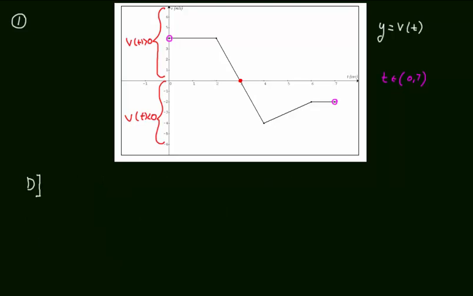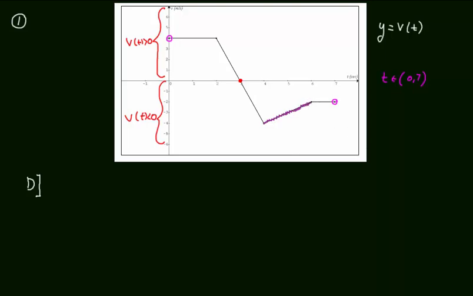Part D asks, where is the acceleration positive? Let's not make physical meaning of that just yet, but literally just answer the question. We talked about in the introduction that acceleration is the derivative of velocity. So essentially, by asking where is the acceleration positive, we want to know where the velocity graph's derivative is positive, and that's where the velocity graph is increasing. See here, positive slope. The acceleration is positive.